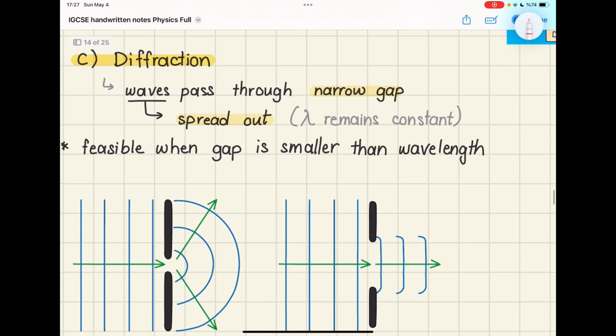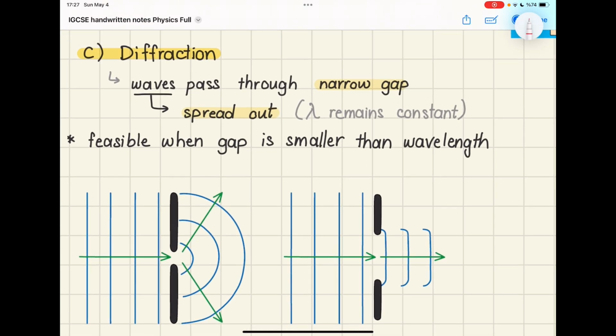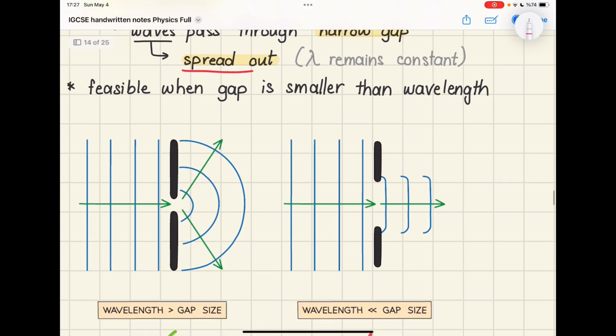Diffraction is another wave effect. Waves pass through a narrow gap. It can be a slit, it can be a gap, it can be a very small obstacle. But in the context of your level of physics, it is a narrow gap. And then what happens with the waves? They spread out, while wavelength remains constant. It is feasible when the gap is smaller than the wavelength.